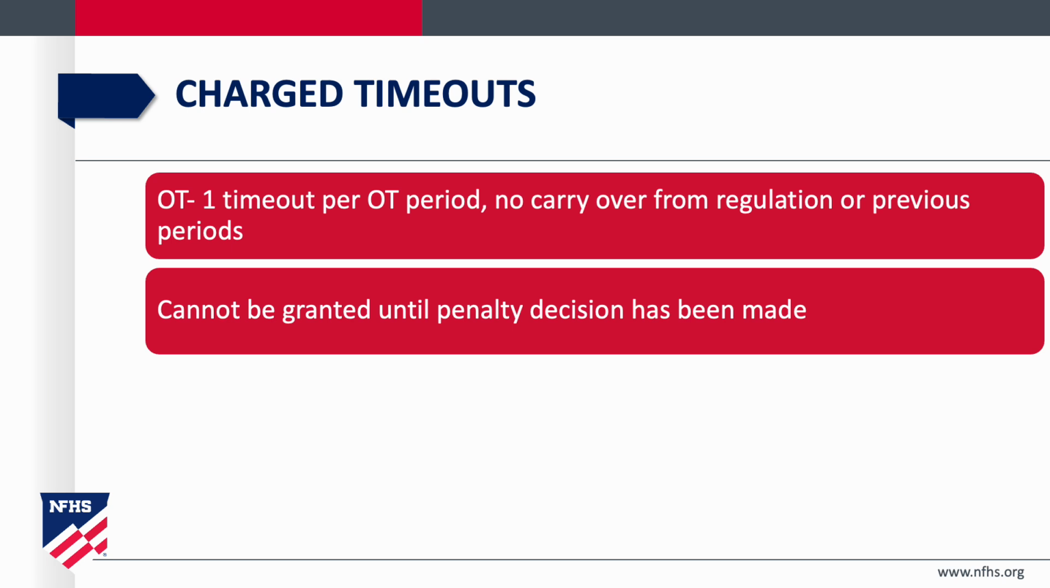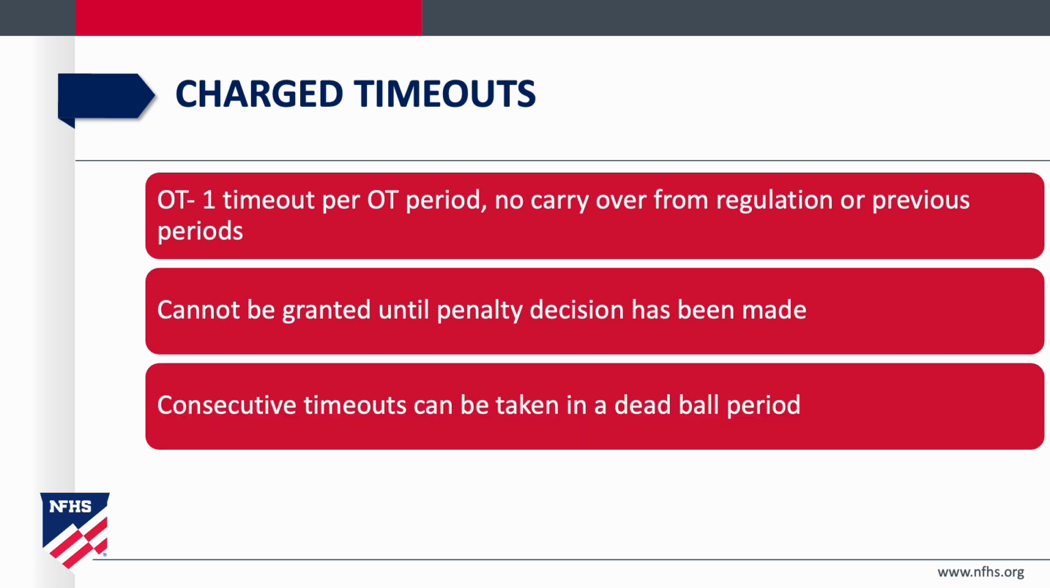If a team has to make a decision on penalty enforcement, a timeout cannot be granted until this is done. This prevents a team from taking advantage of knowing what the next play situation will be coming out of the timeout. Timeouts can be taken consecutively by either team during a dead ball period. This means, technically, we could have all 6 timeouts taken back to back.